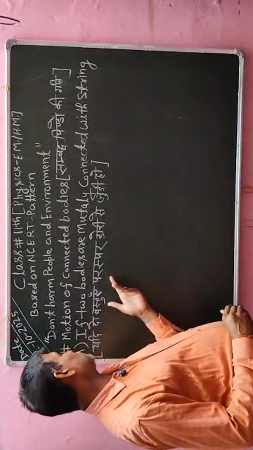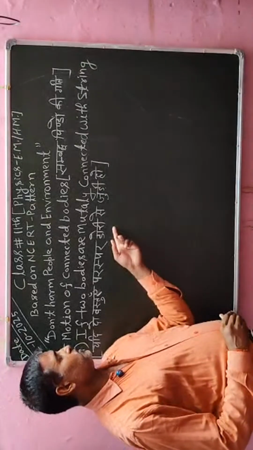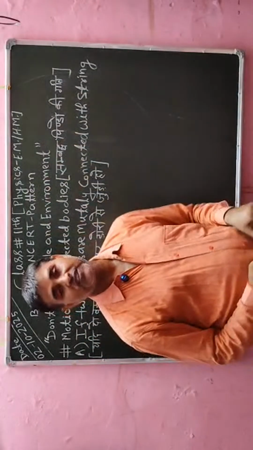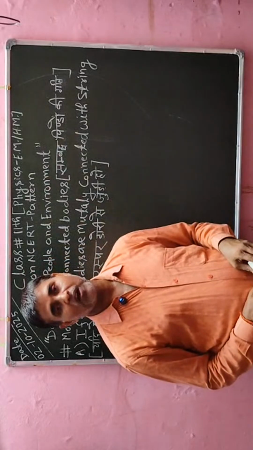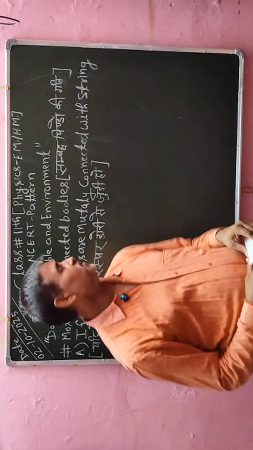It is also called in Hindi, यदि दो वस्तुएं परस्पर दूरी से जुड़ी हो. So I have to explain this information. Therefore, concentrate on this live video to understand the concept in detail. Okay students, so follow it.